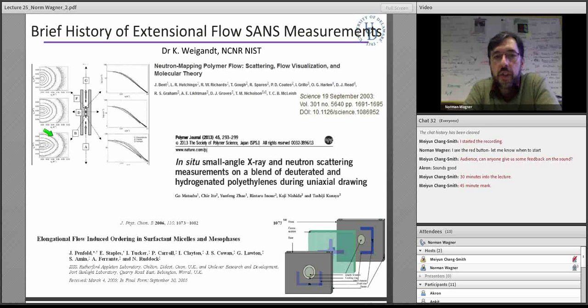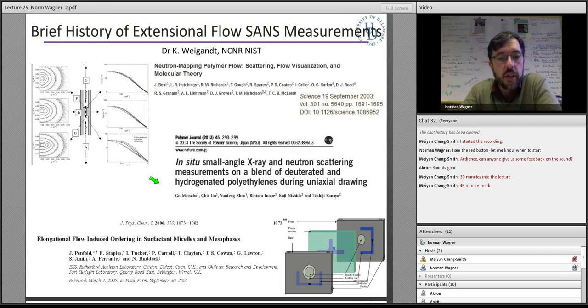I'll just put one slide out. This is from Dr. Katie Weigandt, who was one of Danilo Pozzo's students, who's now a beamline scientist at NIST. And she's been developing advanced shear cells, or cells, I'm sorry, that measure extensional flow. And there's a history of essentially mapping out polymers under extensional flow. There was a nice paper in Science in 2003, and that's shown here, this particular flow. There's other work on polyethylenes during uniaxial drawing, so that's possible.